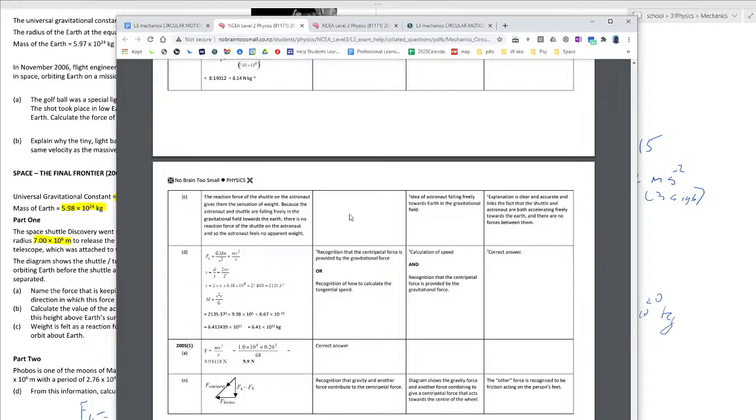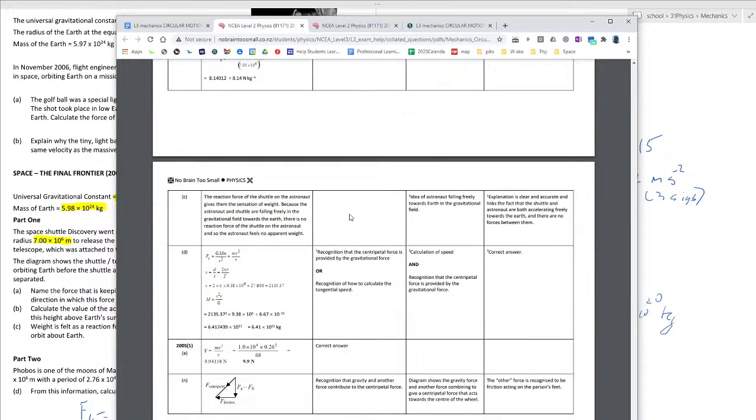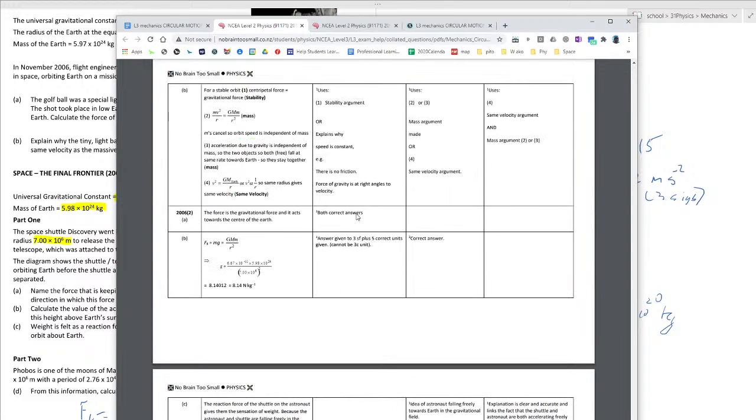Boom, boom, boom. Where am I up to? Which one is this? 2000 and what?